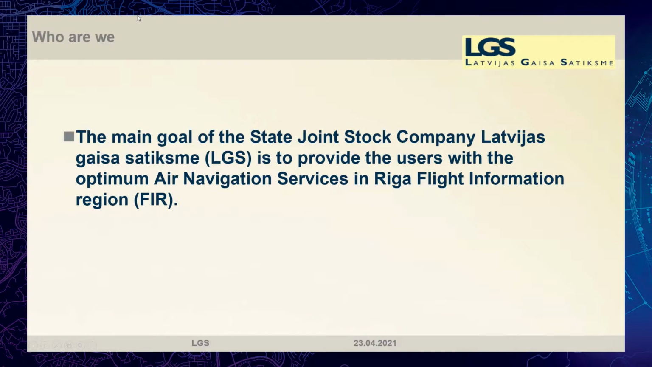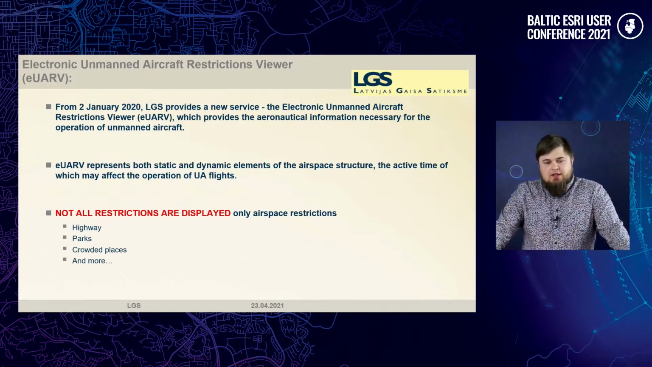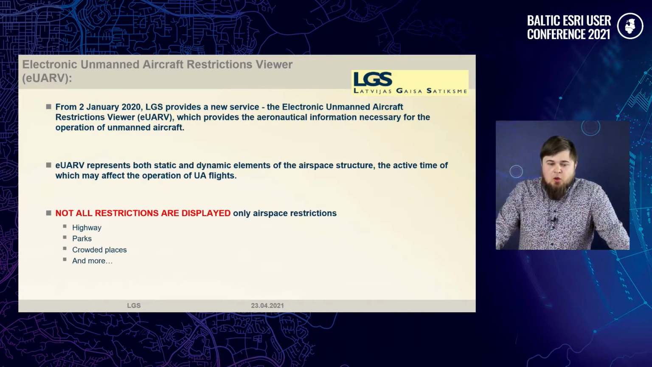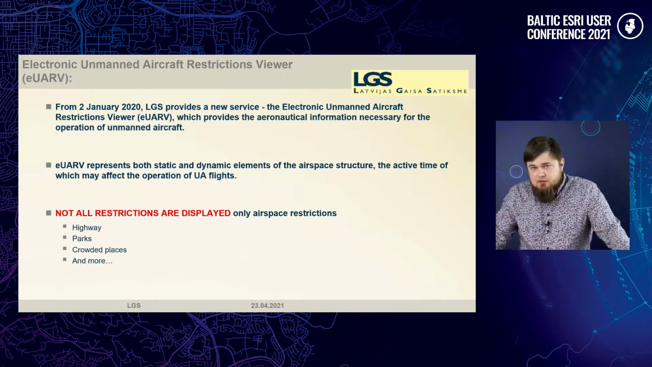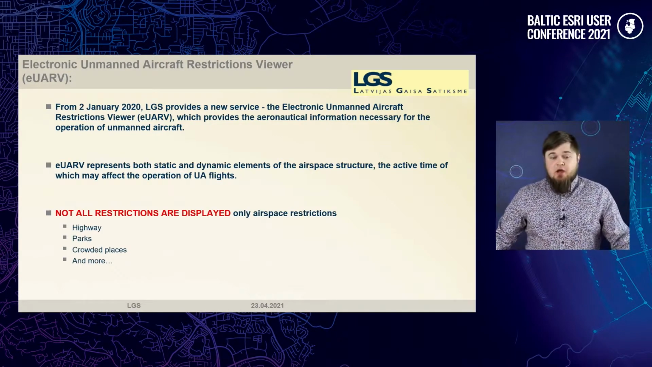The main goal of state joint stock company Latvia's Gaisa Satiksme is to provide users with optimum air navigation service in Riga flight information region. And as of 2nd of January 2020, ELGAS provides a new service, the Electronic Unmanned Aircraft Restriction Viewer, which provides the aeronautical information necessary for operation of unmanned aircraft. This viewer presents static information, which does not change as rapidly, and also dynamic elements that could change by day or sometimes by hours.